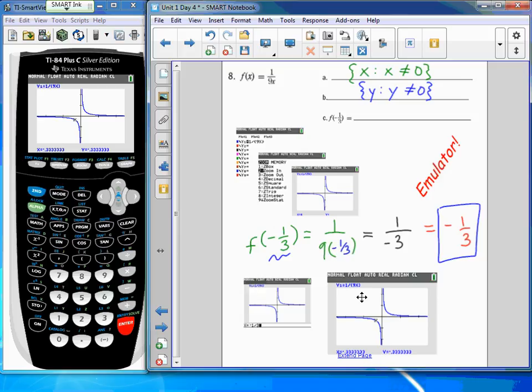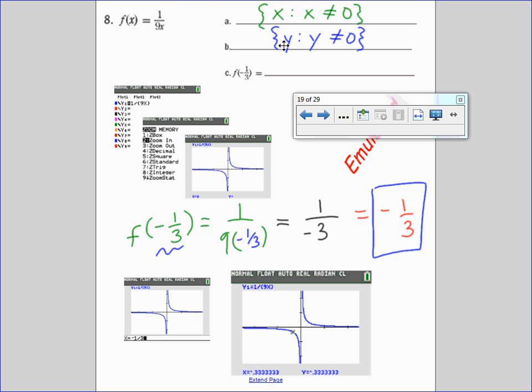You guys good with your calculator so far? We're going to do one more activity with the table a little bit later. Let's go ahead and continue our discussion then. We've got lots to do.